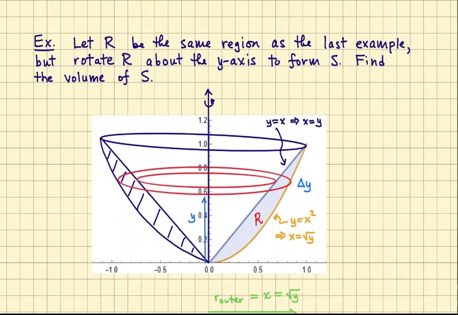Okay, let's look at another example. Here, let R be the same region as we had just a moment ago, but this time let's rotate R about the y-axis to form the solid S instead of the x-axis. So last time we took this and we rotated it this way, but now we're going to rotate this region around the y-axis so that we get a different type of parabolic bowl.